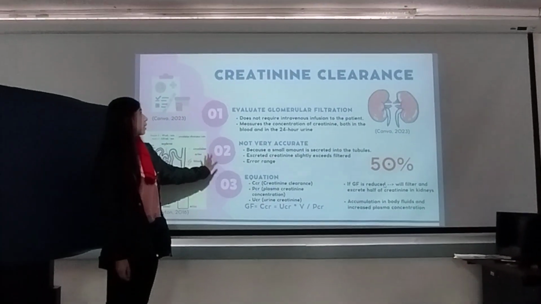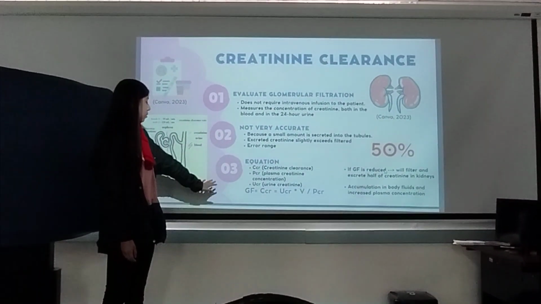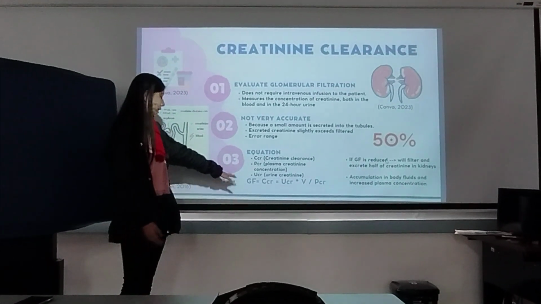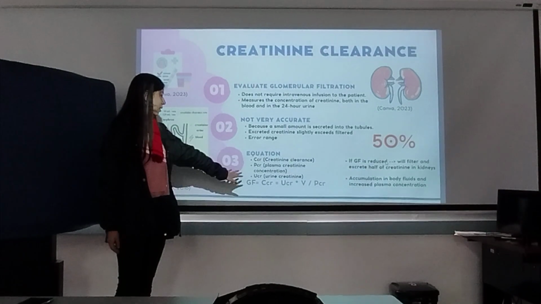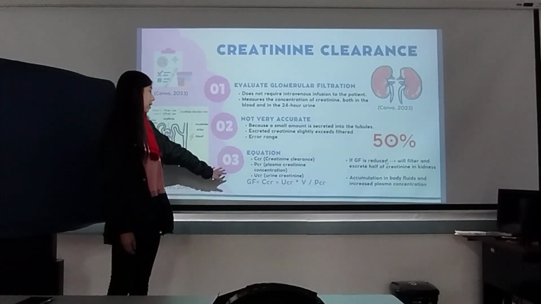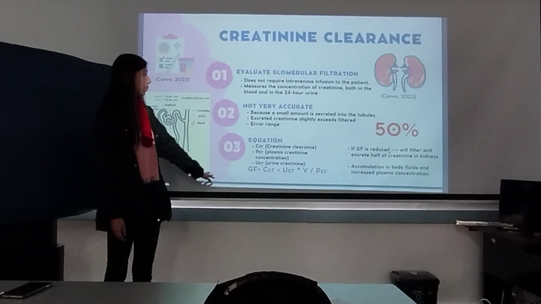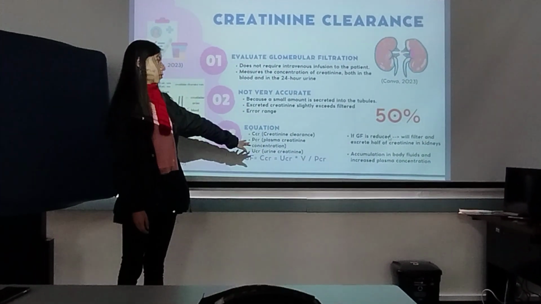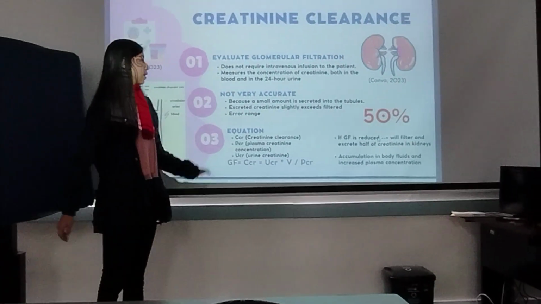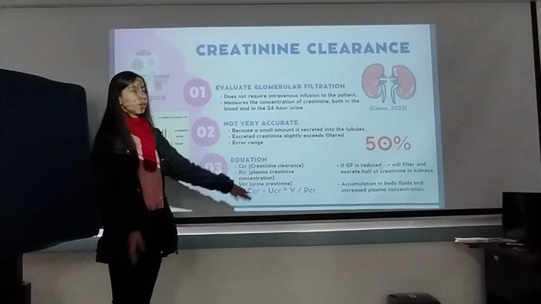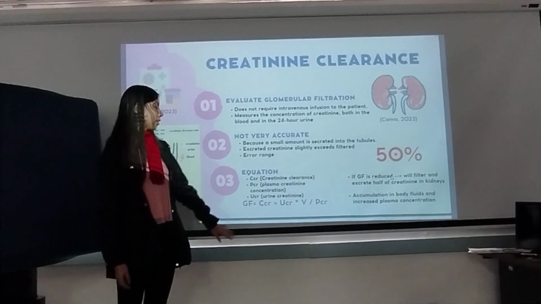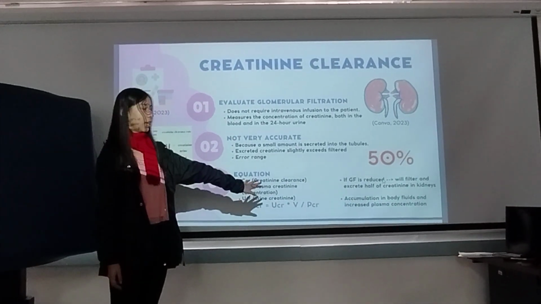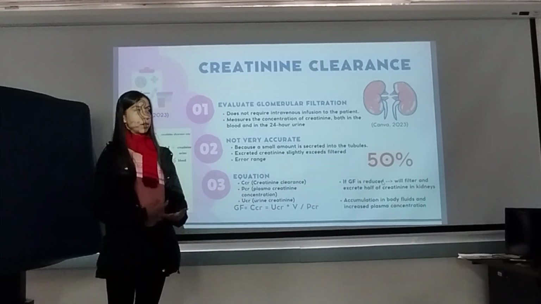The equation to know the creatinine clearance, which derives from the glomerular filtration, is that the glomerular filtration is equal to the creatinine clearance, which is equal to the urine creatinine multiplied by the volume over the plasma creatinine concentration. And for example, if the glomerular filtration is reduced to the half or 50%, this will filter and excrete only half of creatinine in the kidneys, and this will produce accumulation in body fluids and increase the plasma concentration.